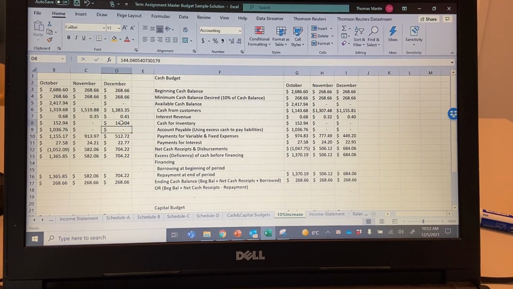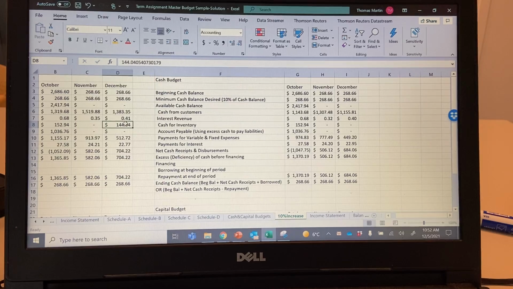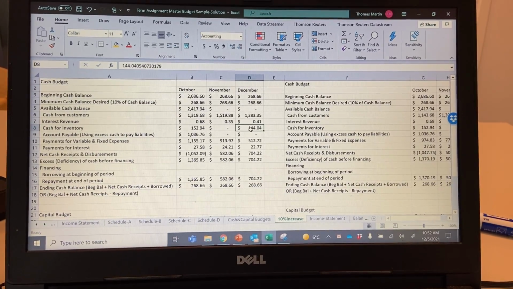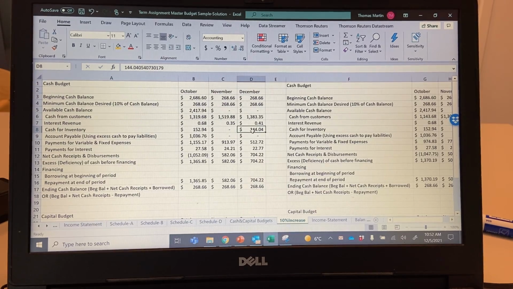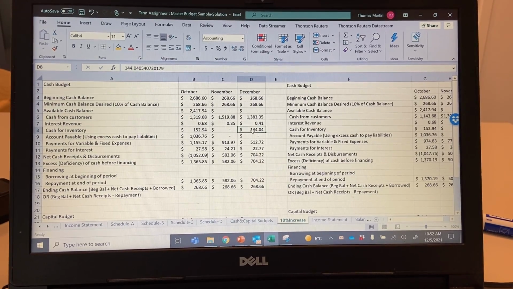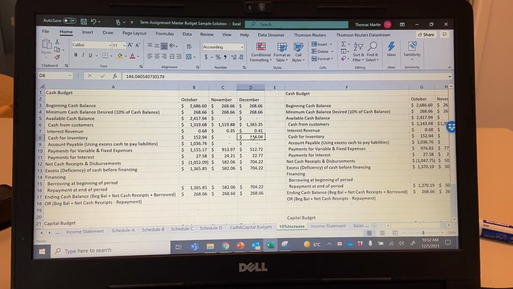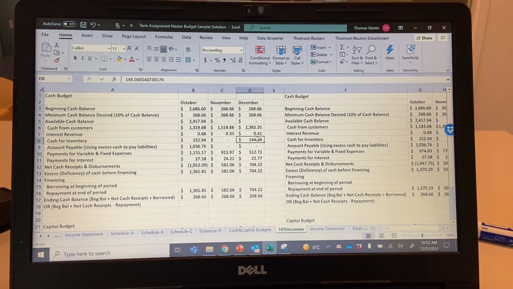We also noticed this inventory had to be purchased, okay? With the 10% increase, we ended up having to pay for inventory because we ran out of the beginning, that large amount of beginning inventory got used up. So in December, we had to make another purchase.